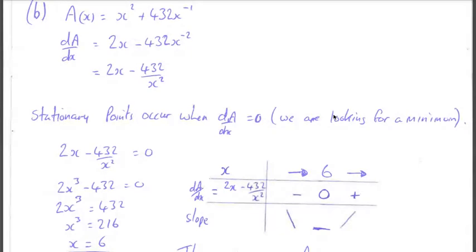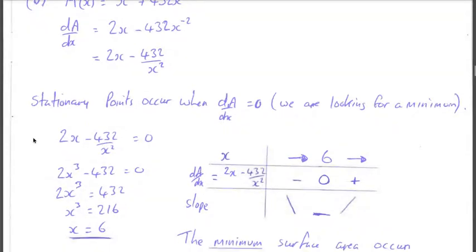We are looking for a minimum. How do I know that? Because in the question it said the least amount of wood. So we need to solve this. How are we going to solve this? We have this equal to 0.